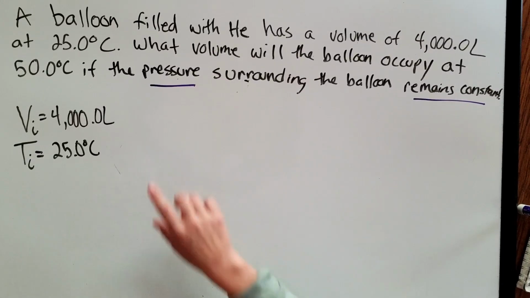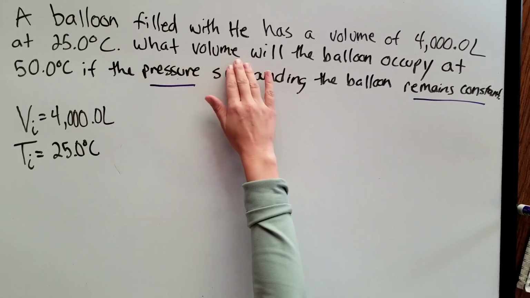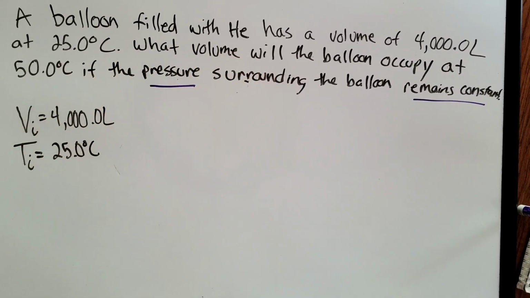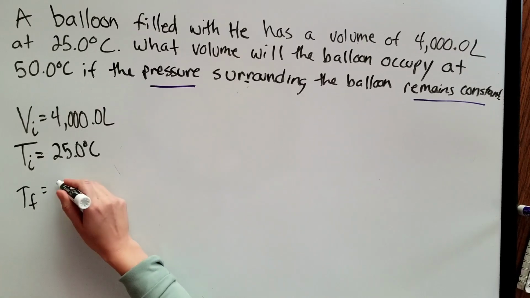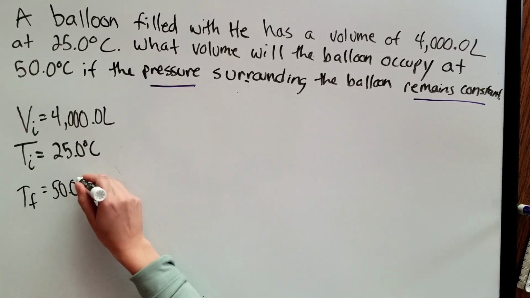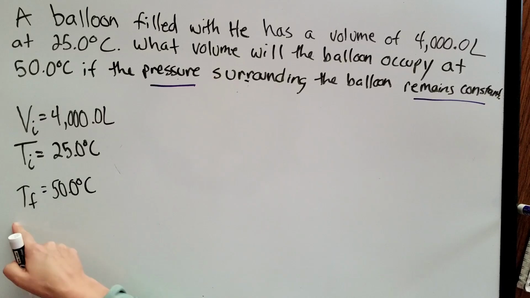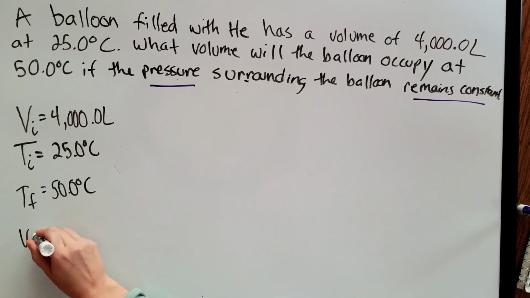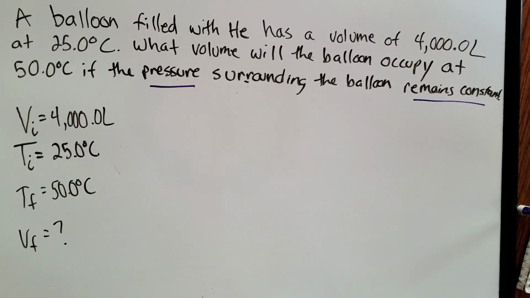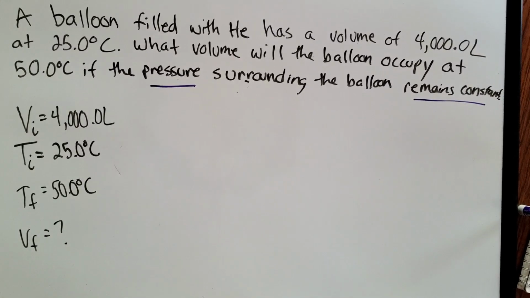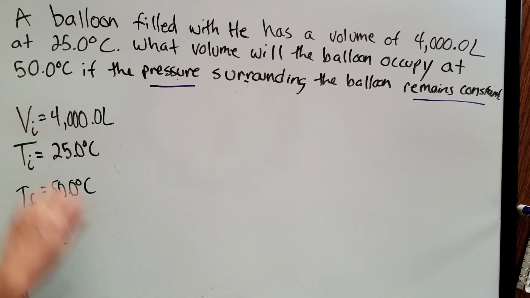The last piece of information, it's saying, okay, what is the volume going to change to if we increase that temperature? So my final temperature is going to be 50 degrees Celsius. And they're asking, once it's at 50 degrees Celsius, what's my new volume going to be? When we looked at the relationship between volume and temperature, if the temperature goes up, the volume should also go up. So we should expect it to be higher than 4,000 once we solve for our final volume here.